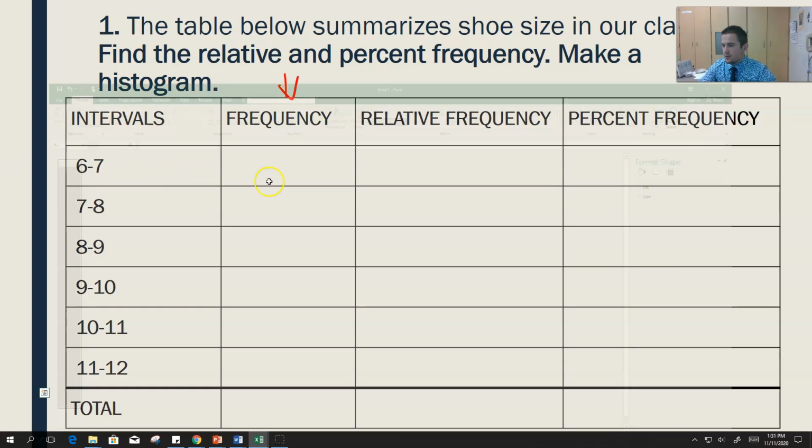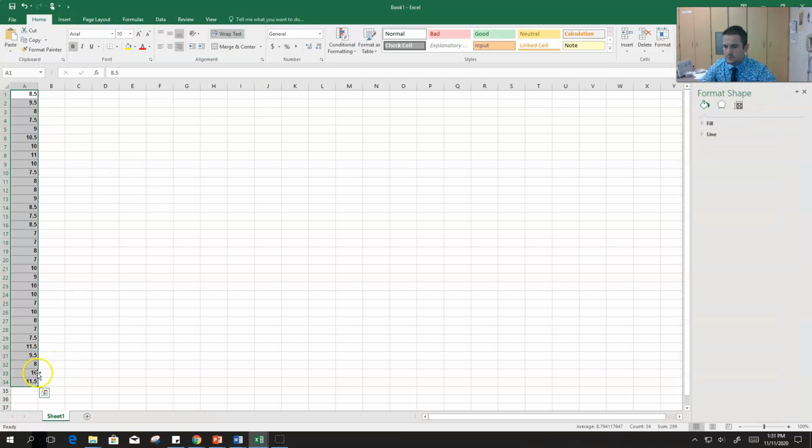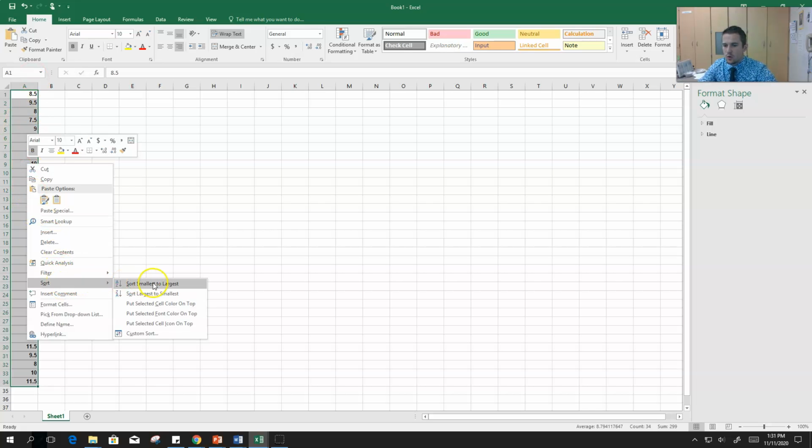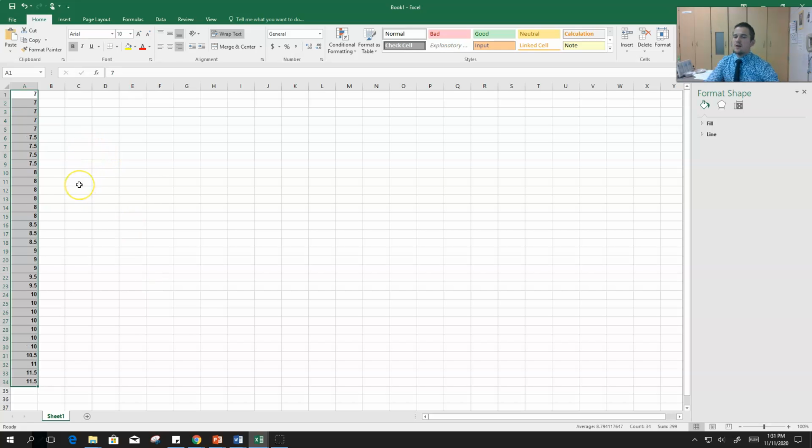So let me pull up my thing here. I've highlighted all these numbers, and I'm going to go ahead and right click. I'm going to sort from smallest to largest. So now I can see all of these shoe sizes in order from smallest to biggest. So notice I have like 5 size 7s, 4 size 7.5s, 6 size 8s, 3 size 8.5s, 3 9s, 2 9.5s. This is like 7 10s, a 10.5, an 11, and 2 11.5s. So those are all our data points.